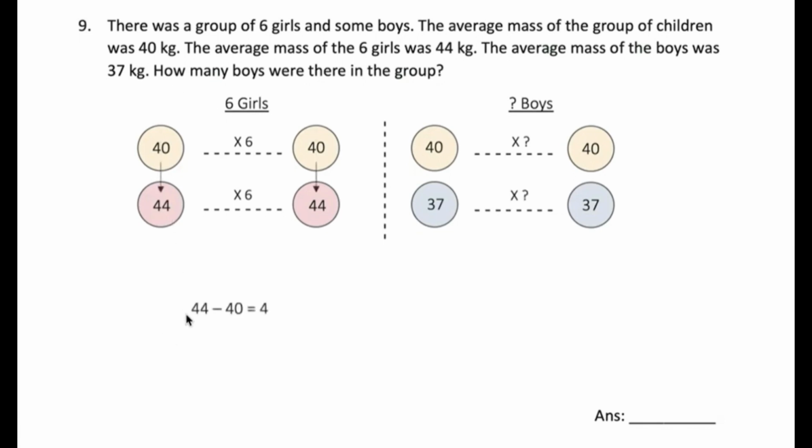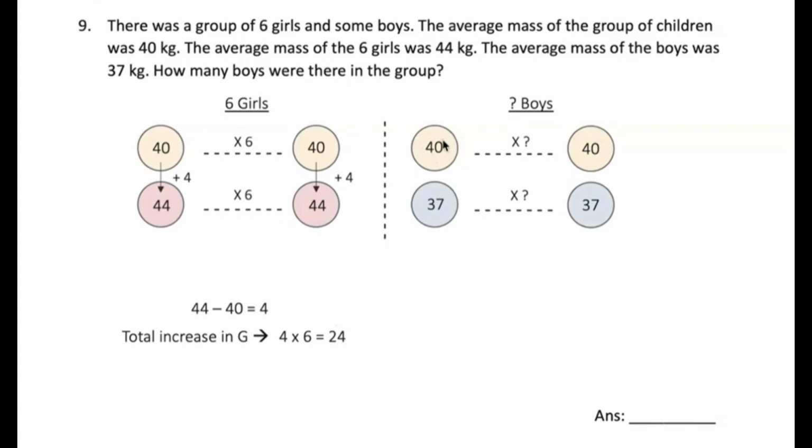Okay, an increase of 4 kilograms for each girl. So there are 6 girls. Altogether, there's a total increase of 24 kilograms. Because the total must be the same, this extra 24 kilograms given to these 6 girls comes from where? It must come from the boys because the total must be the same for the first scenario and second scenario. So this 24 kilograms must come from the boys.